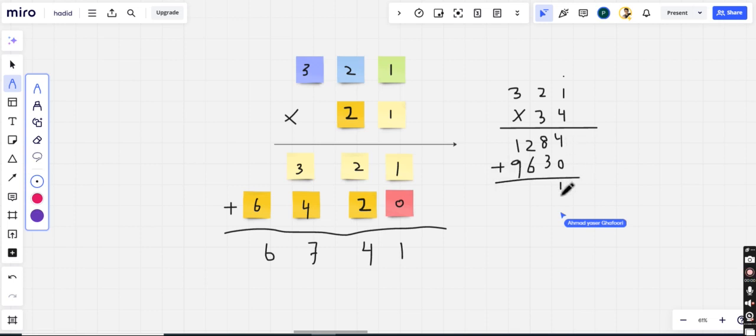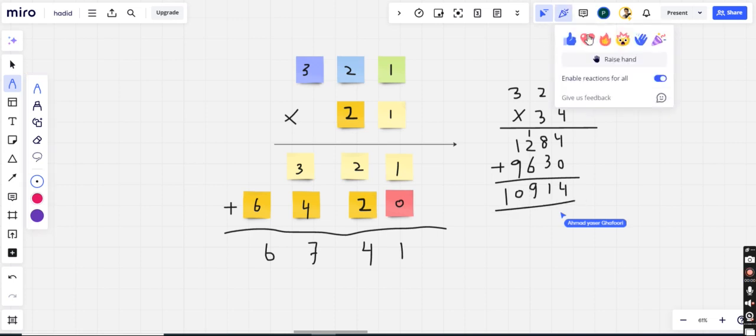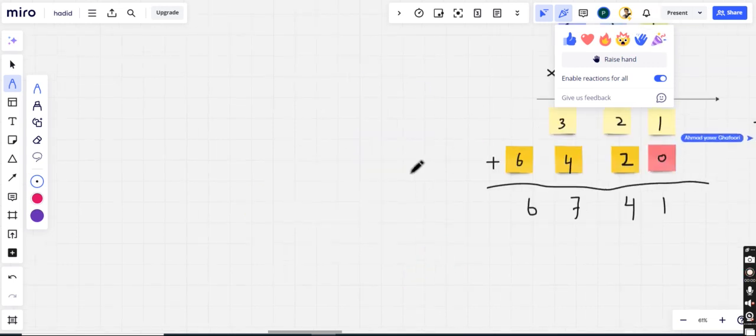Now 4 add 0 is 4. 8 add 3, 8 plus 3 is 11. Good. 11, take 1 carry here. 1 plus 2 we get 3. 3 plus 6 we get 9. Good. 9 plus 1 we get 10. Good, super. So our result is how much? 10,914. Good.